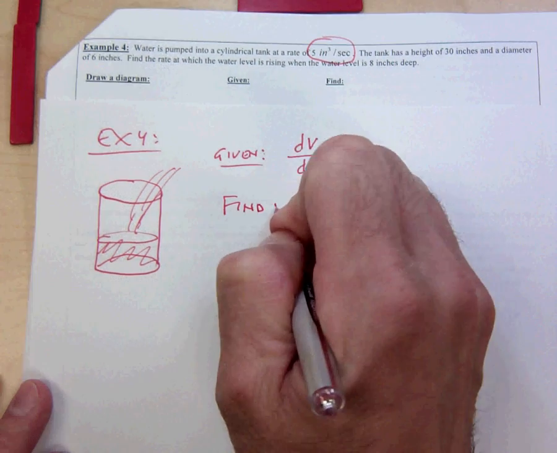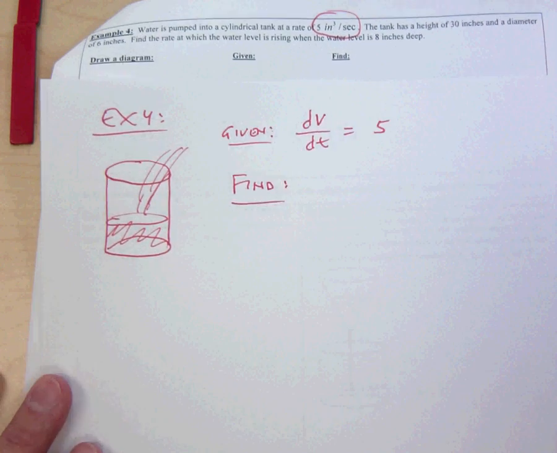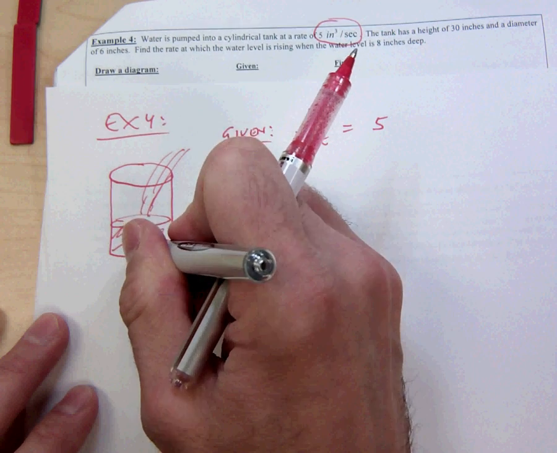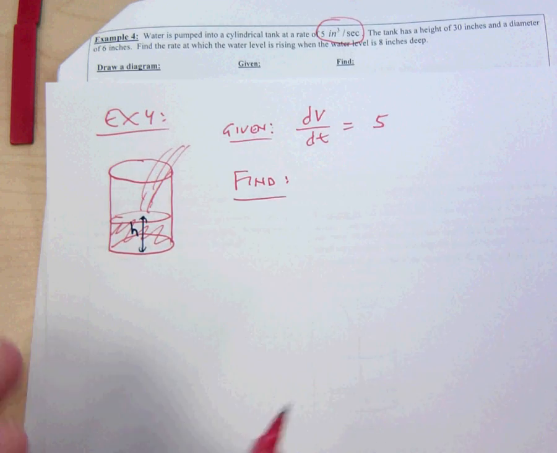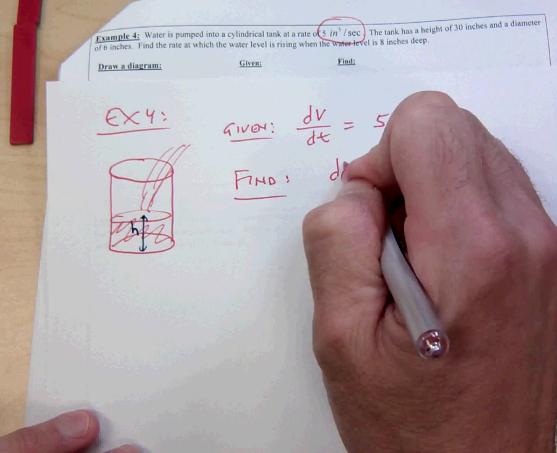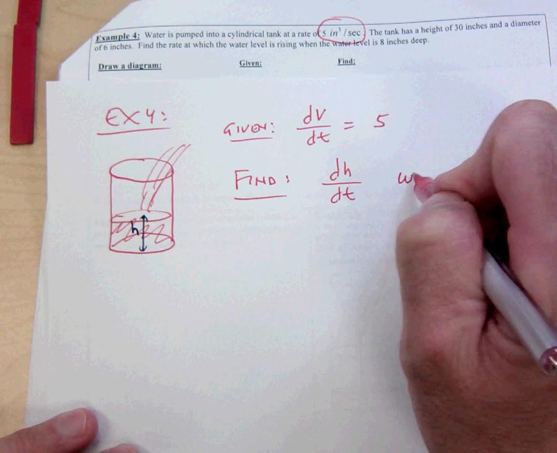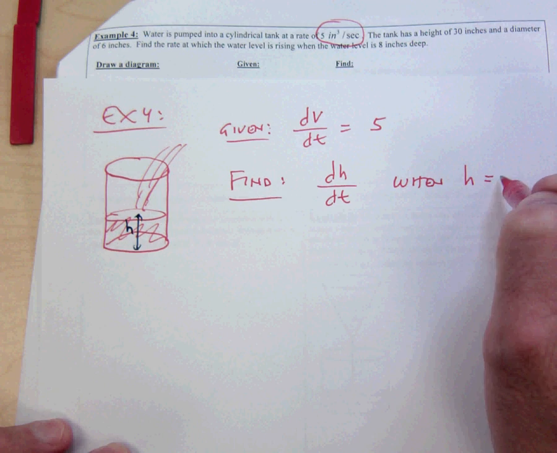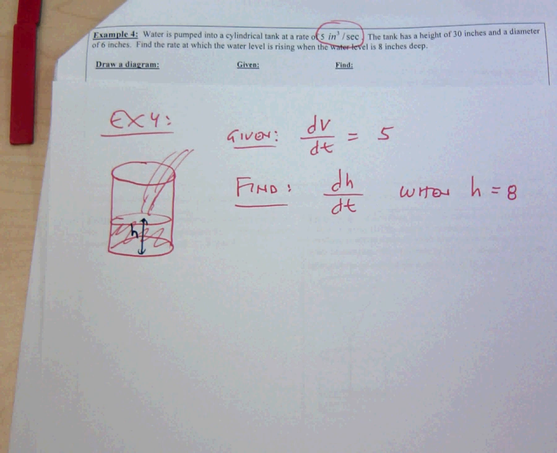Okay. What are you trying to find, guys? Well, it says to find the rate at which the what? The water level is rising. So, that's up to you what you want to call that. I'll just call it H. Call it anything you want. Okay, so I want to find dH dt, right? At the moment in time when what? When H equals what? 8. Is that clear, guys? Yes or no?